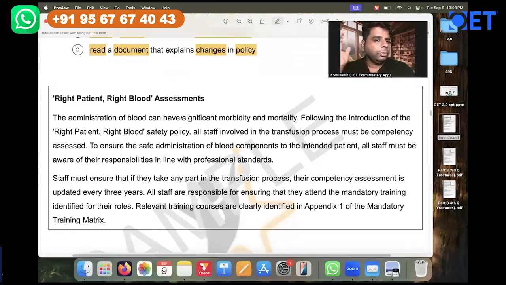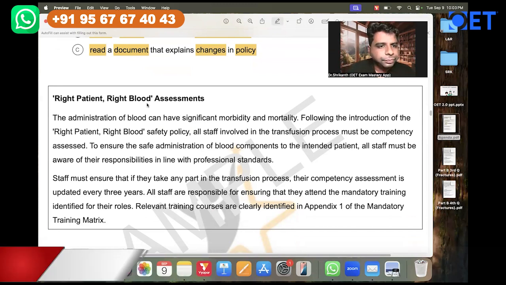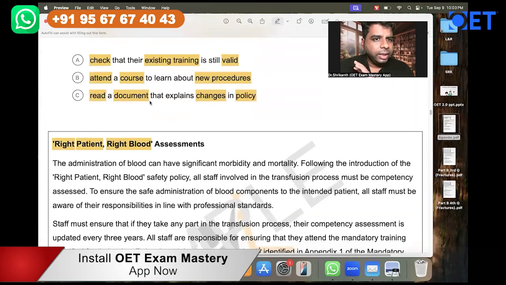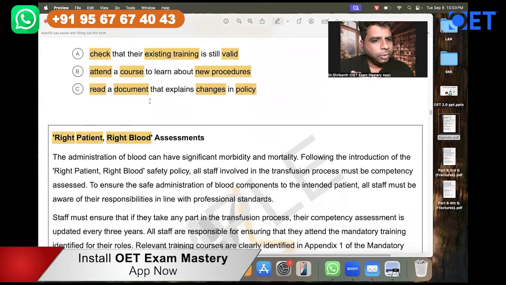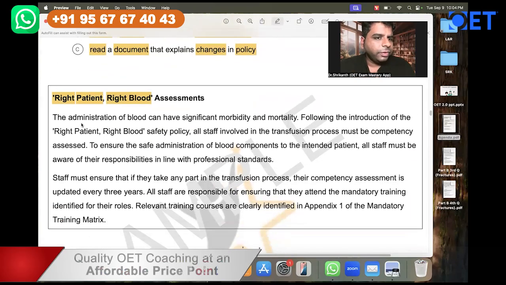So let's read the text. Here, basically, I'm teaching, so I cannot simply scan and skim. For the sake of making you understand, I have to read every single sentence as it is. Anyway, let's read. Right patient, right blood assessment. This is the name of the policy. Is there a policy over here? No. Right patient, right blood assessment. So let's read what the first sentence is.